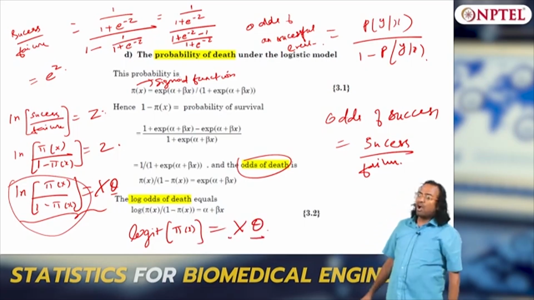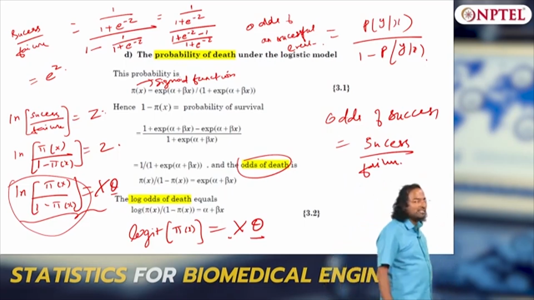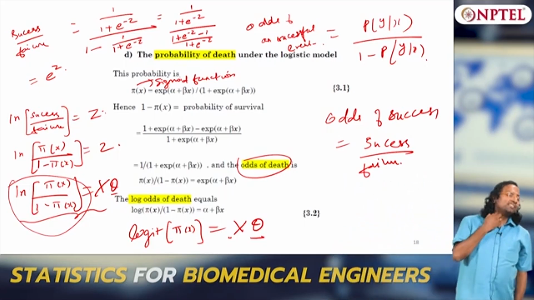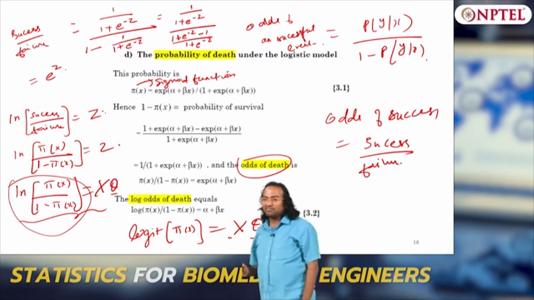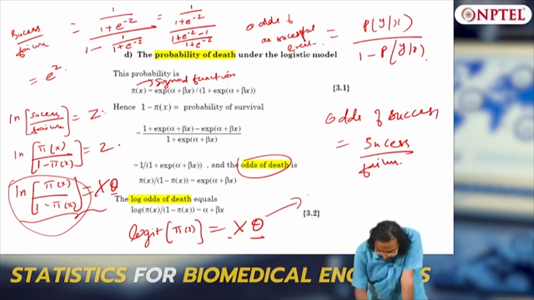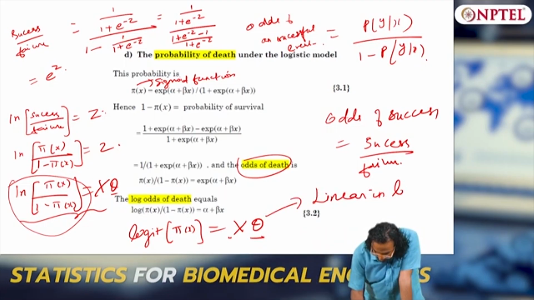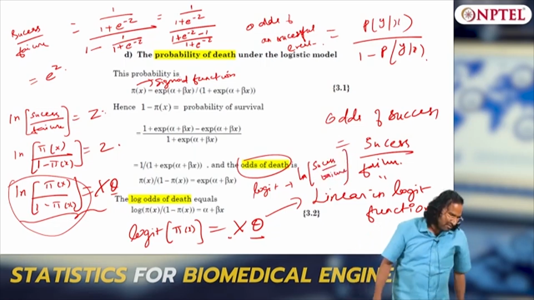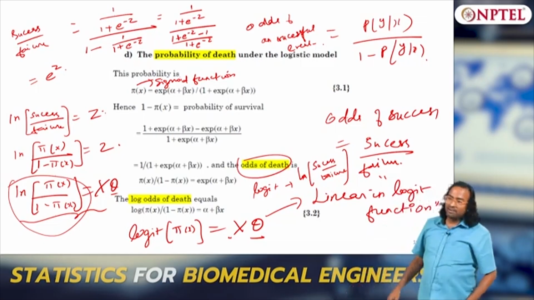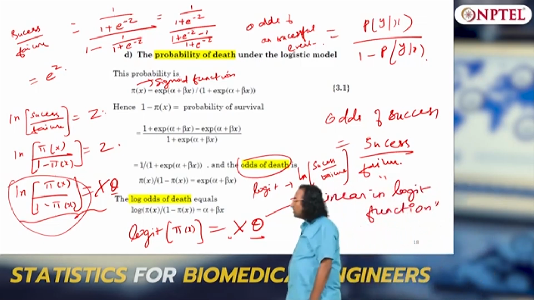Okay. So this log of success by failure is what I call logit. So this logistic regression is linear in logit function. What is logit function? Logit is nothing but log of success by failure. Clear? This is what I call the logit function.